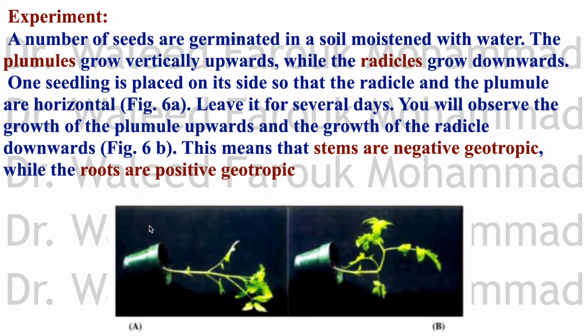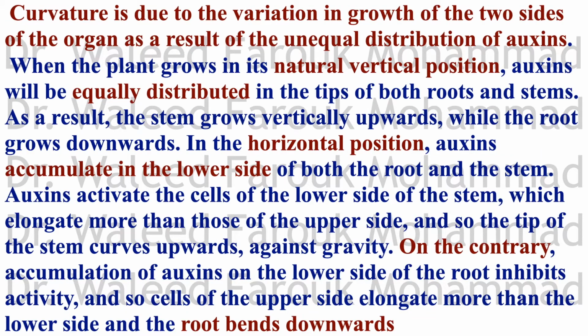When you put one seedling on its side and leave it for several days, you will notice that the stem grew up against gravity and the root grows down with the gravity. So the stems are negative geotropic while the roots are positive geotropic.